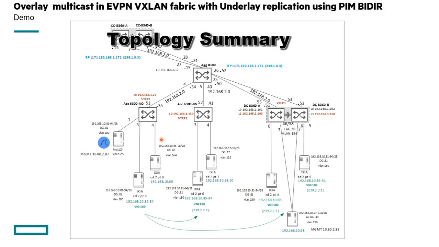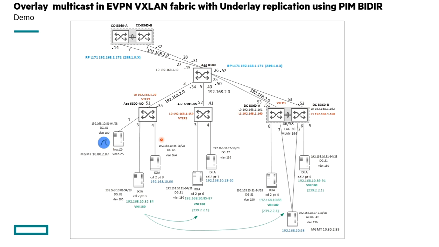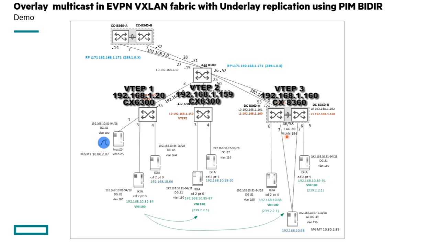Now we go on to a short demo. In this demo topology, we are going to review EVPN VXLAN head-end ingress replication versus underlay replication when using multicast traffic in the overlay. In this topology, we have 3 VTEPs. VTEP 1, 192.168.1.20 on the CX6300, VTEP 2 at 192.168.1.159 on the other CX6300, and VTEP 3 at 192.168.1.160 on the VSX cluster.